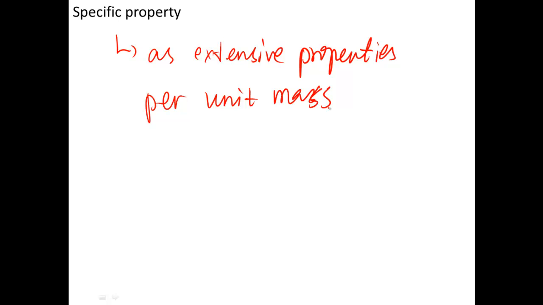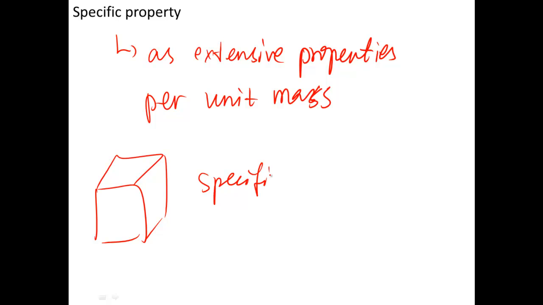So for example, I have a box here, and this box has a specific property concerning volume, and we call it specific volume, and we write it this way: little v means specific volume is equal to the volume over m, the mass of this box. And pay attention, we usually use a lowercase letter to indicate specific properties.